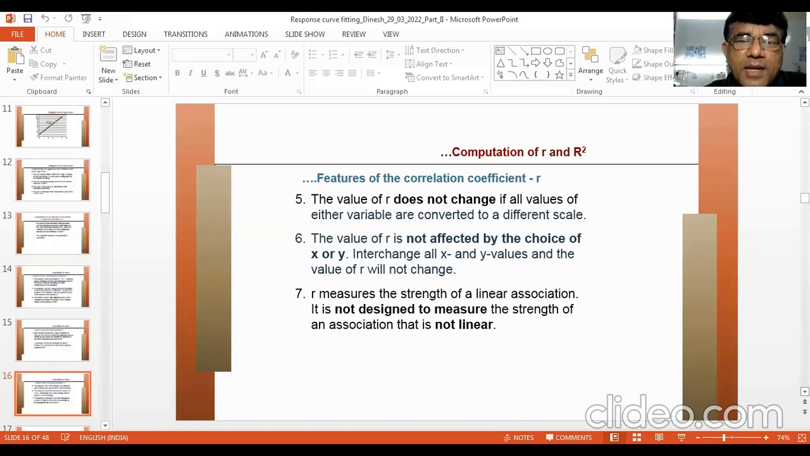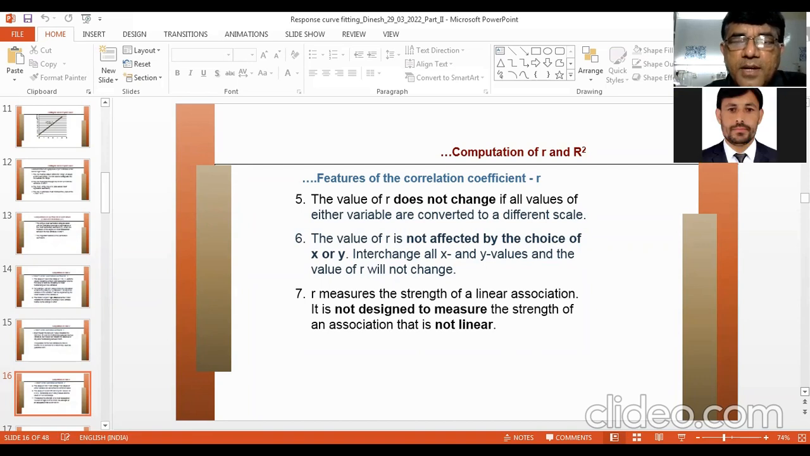It measures the strength of a linear association. It is not designed to measure the strength of an association that is not linear. It measures only when the relationship is linear.